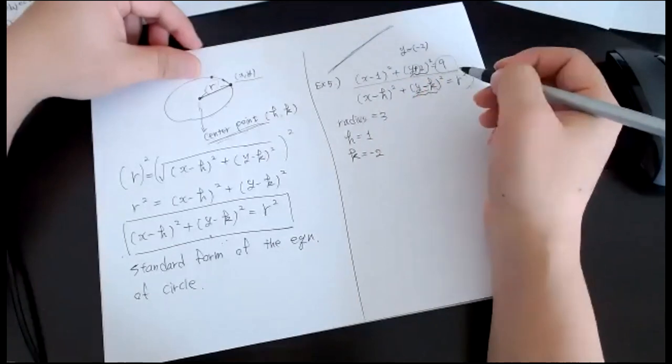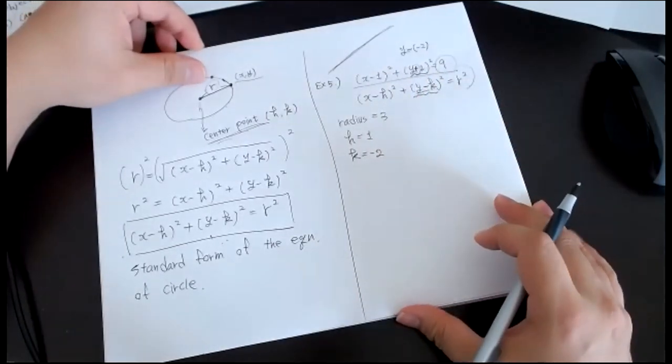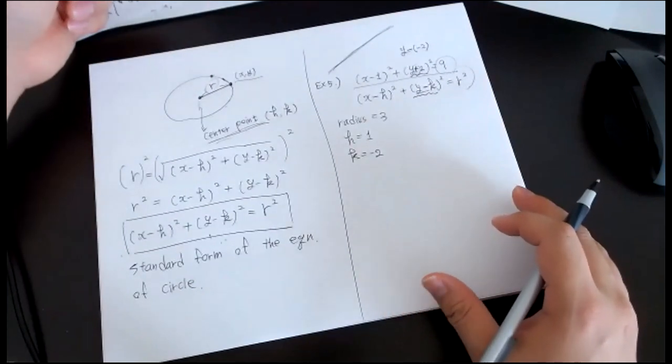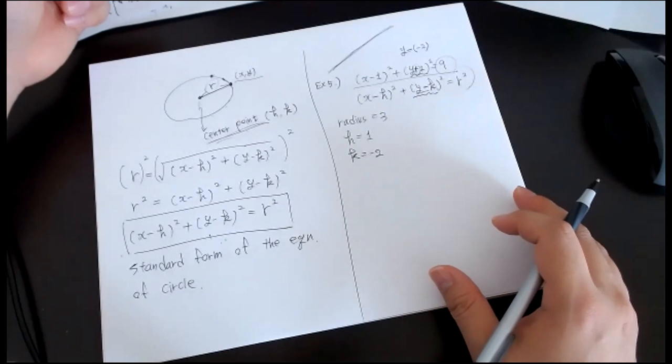Okay. So the center point is 1 comma negative 2, and the radius is 3. Okay.